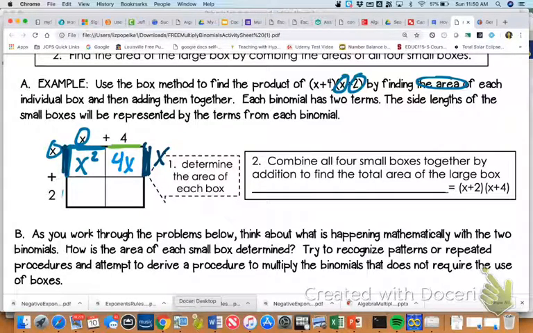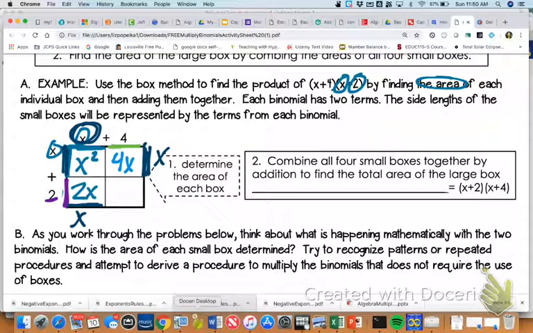Then I'm going to look at the bottom left-hand sided box. So the length of this box is 2. And the width is the same as up here, right? Because if the top is x, then the bottom is x. So the area of this box would be 2 times x, which would be 2x.